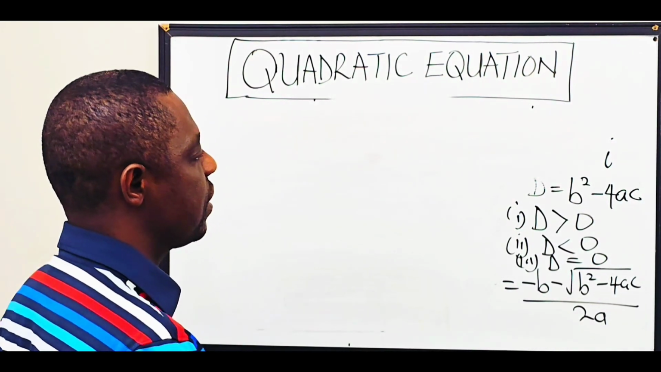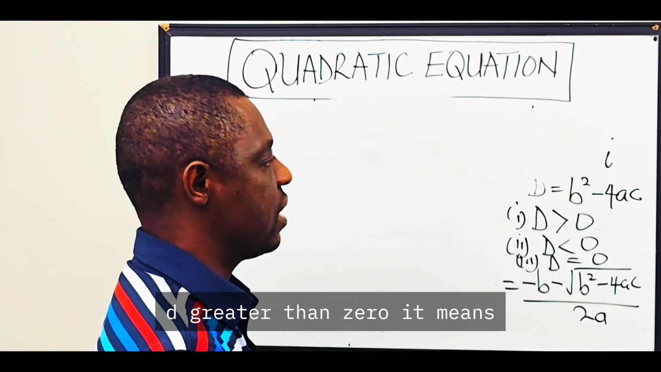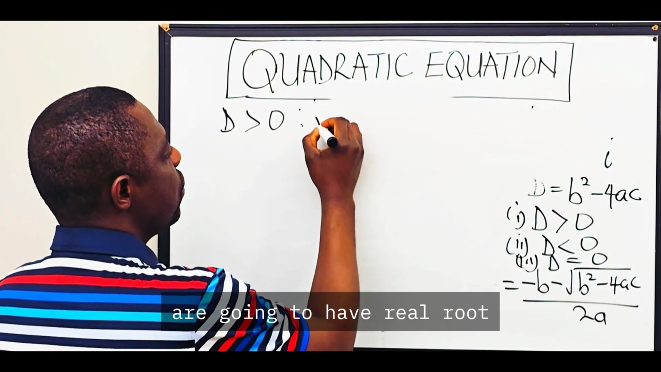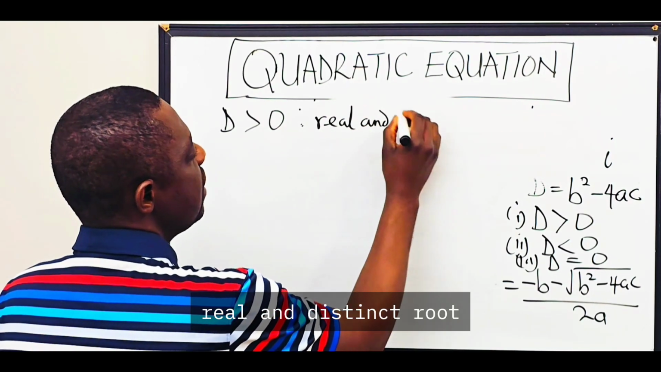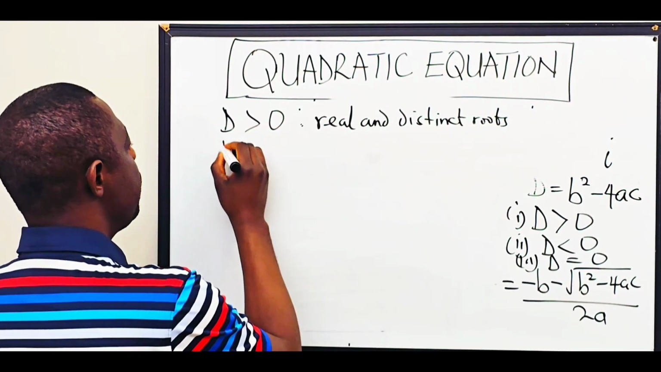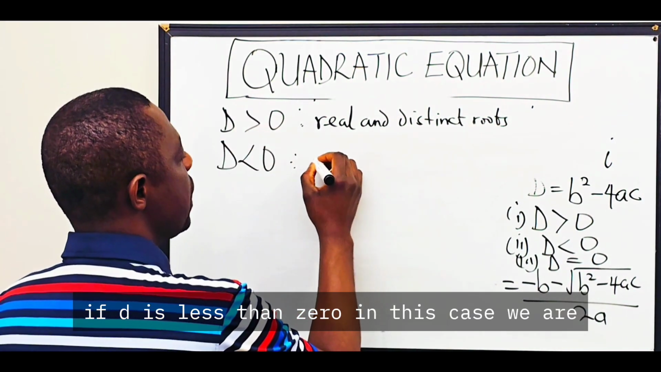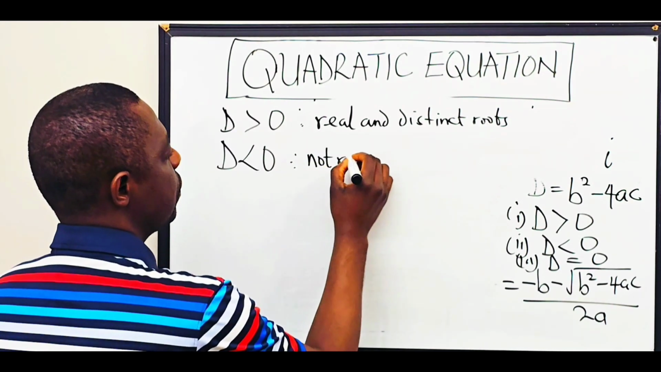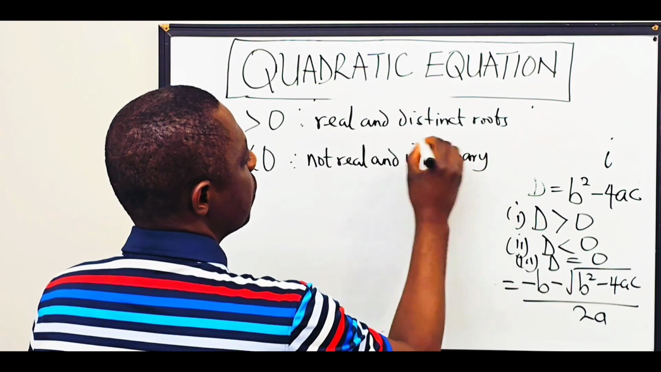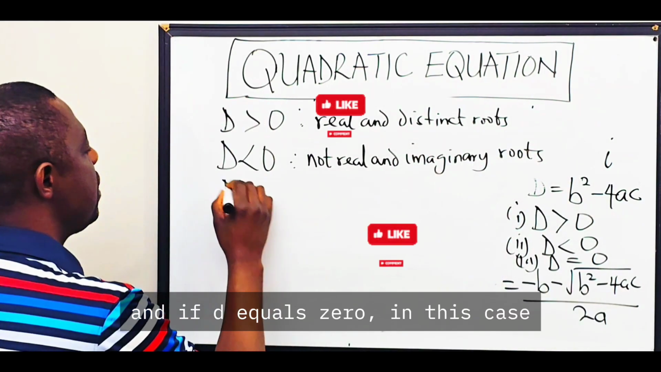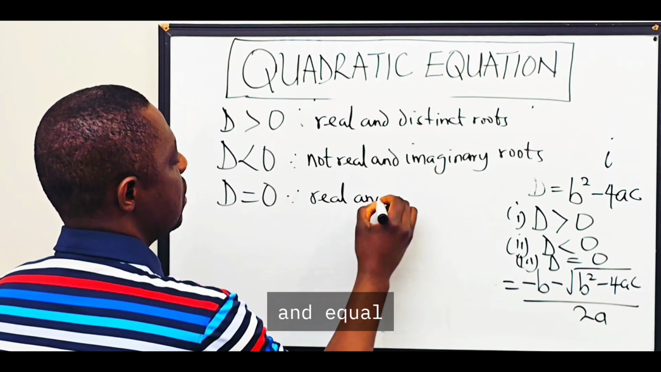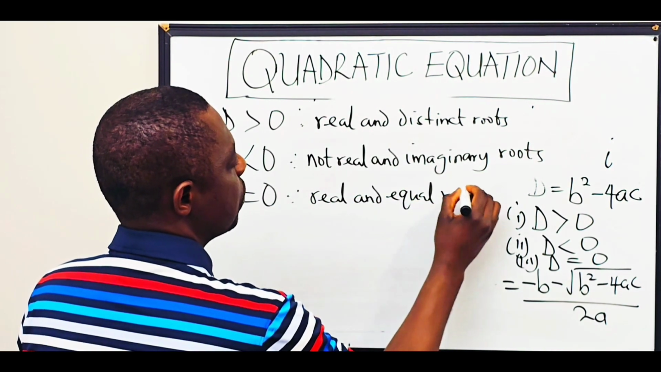So if d is greater than 0, in this case, we are going to have real and distinct roots. If d is less than 0, in this case, we are going to have not real, imaginary roots. And if d equals 0, in this case, we are going to have real and equal roots.